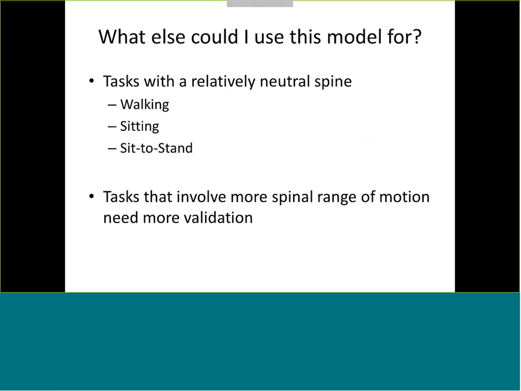You might be wondering what else you could use this model for. Well, we're pretty confident that it could be used for any task that involves a relatively neutral spine. So, for example, walking, sitting, or a sit-to-stand task. However, if you're interested in simulating a task that involves more spinal range of motion, you may want to validate this model a little further, possibly include more wrapping surfaces in the model that allow those muscle pads to be more accurate in those extreme ranges of motion.